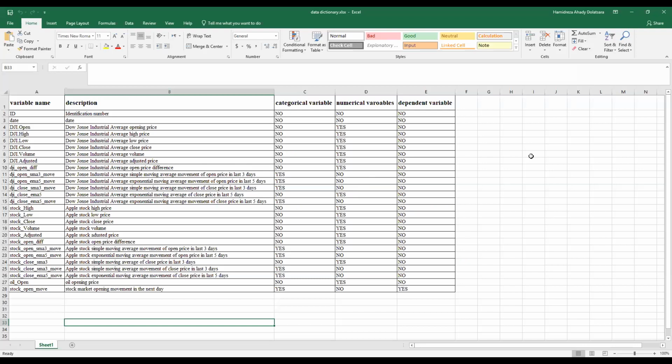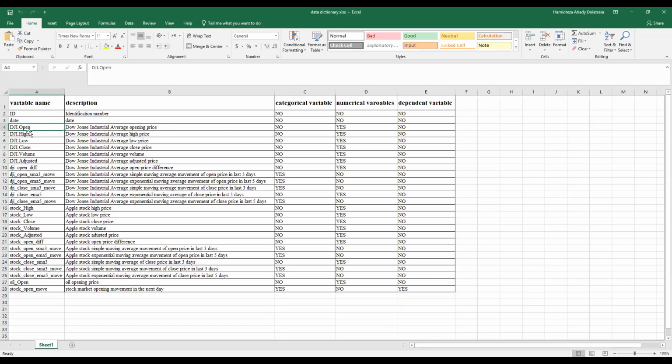The first one is the data dictionary. On the left side, you see variable names: ID, date, DJI Open. But what does DJI Open mean? DJI means Dow Jones Industrial Average opening price.